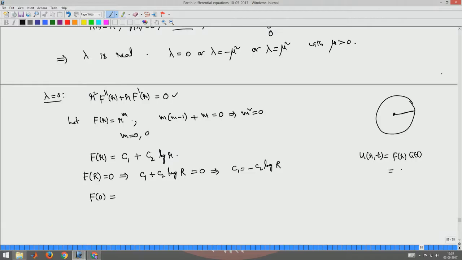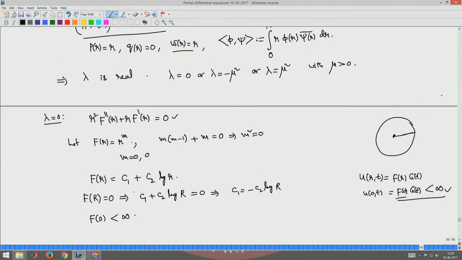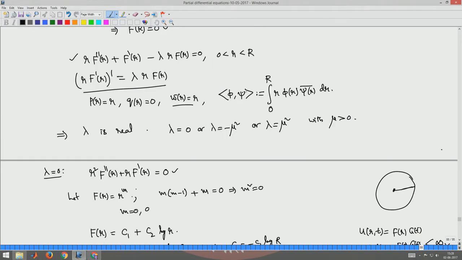For all times you cannot have u at 0, t, that is f of 0, that is the displacement. f of 0 into g of t has to be finite. So if this has to be finite, f of 0 has to be finite. So, f of 0 is finite. That is actually another boundary condition. We have given only one boundary condition here.